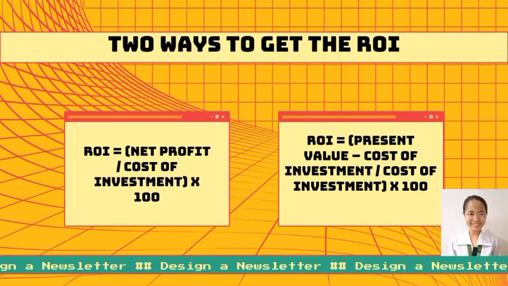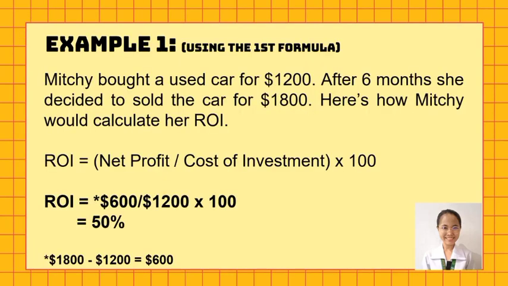To easily understand how to calculate ROI, here are the two formulas to get the return on investment. First, ROI is equal to net profit divided by the cost of investment multiplied by 100. The second one, ROI is equal to present value minus cost of investment, divided by cost of investment, multiplied by 100. To elaborate on the ways given, here are some examples.